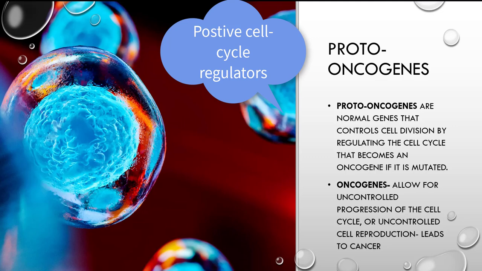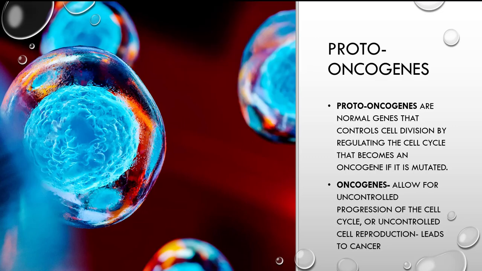cell cycle. So, how do we know when a cell is going to go through cellular division? Well, we do have genes that control cellular division, and they regulate the cell cycle. Those genes are called proto-oncogenes. So these proto-oncogenes are normal genes that actually control cellular division.